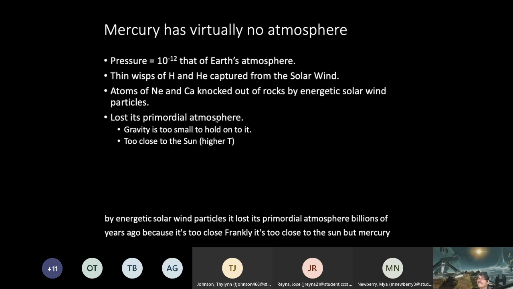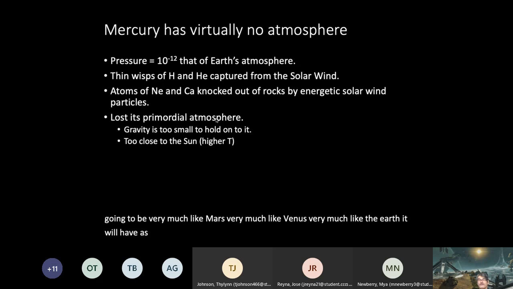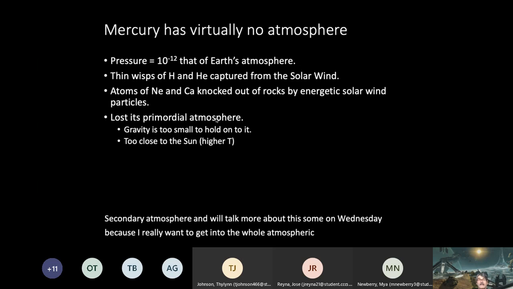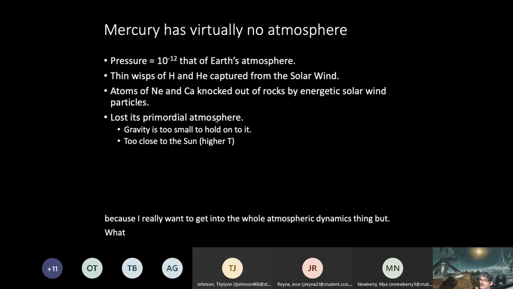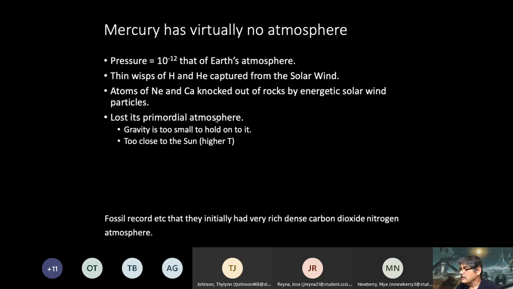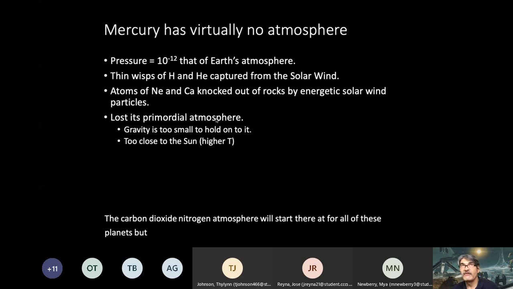But Mercury is going to be very much like Mars, very much like Venus, very much like the Earth. It will have a secondary atmosphere, and we'll talk more about this on Wednesday because I really want to get into the whole atmospheric dynamics thing. But what has happened here is all 4 of the terrestrial planets will show, from the fossil record, etc., that they initially had a very rich, dense carbon dioxide, nitrogen atmosphere. That atmosphere will start there for all of these planets. But the evolution of that atmosphere is going to depend, again, upon the geologic activity and the core of the planet.